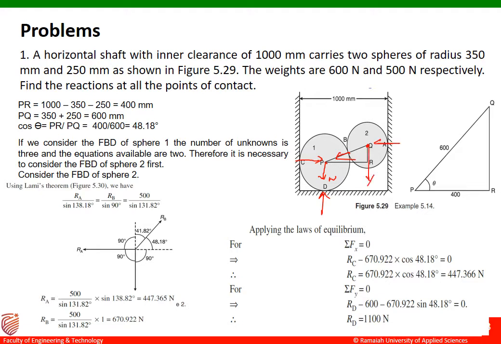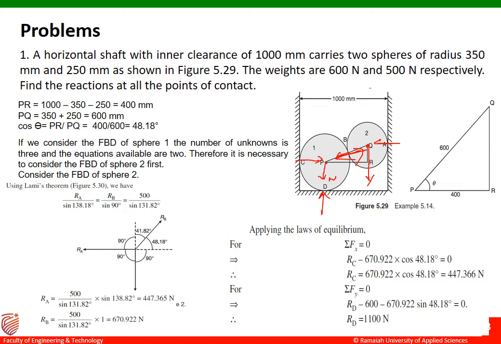Here there is one reaction which is acting here, and then there is the weight of sphere 2 which is coming here, and then there is a reaction coming from this end. So there are totally three forces. So here we can use Lami's theorem. Lami's theorem is applied only when the number of forces is equal to 3. In this case, there are three forces, that is the weight of sphere 2, RB and RA.